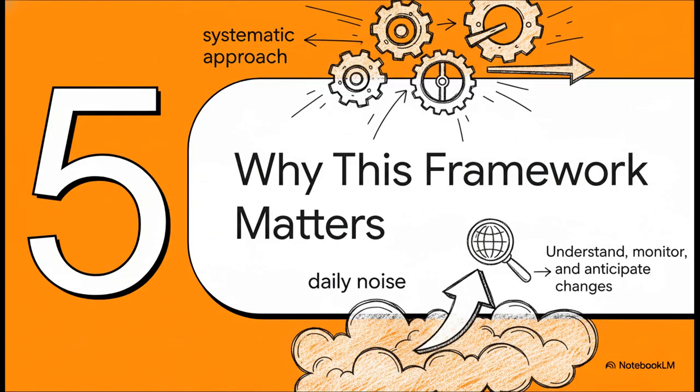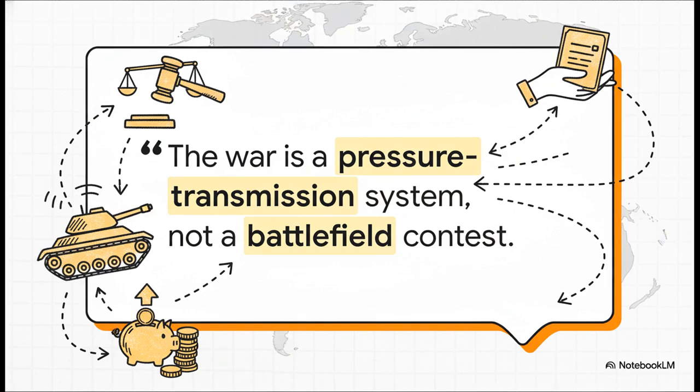So why does any of this matter? Because this whole systematic approach lifts us out of the daily noise. It gives us a clear, structured way to understand, to monitor, and even to anticipate what's coming next in a super complex environment. If you take just one thing away today, let it be this idea right here. This conflict isn't just a scoreboard of wins and losses on a battlefield. It's a system for transmitting pressure, military, political, and economic pressure. And if you understand how that pressure flows, you understand the conflict itself.